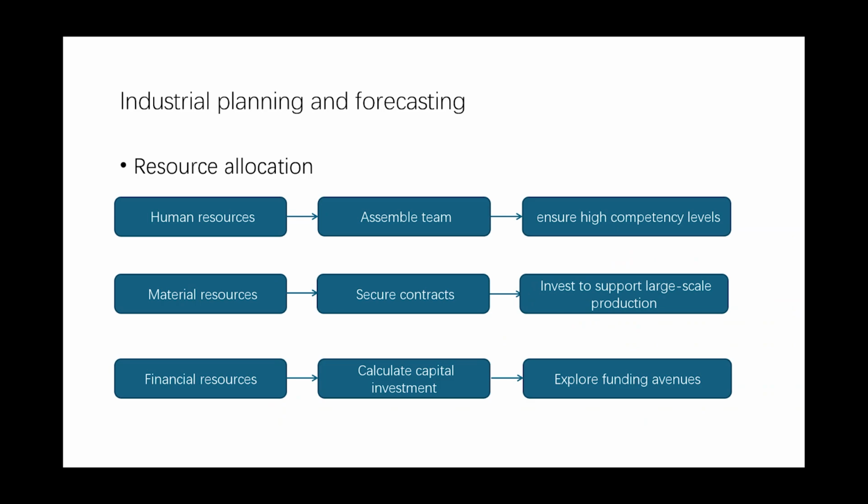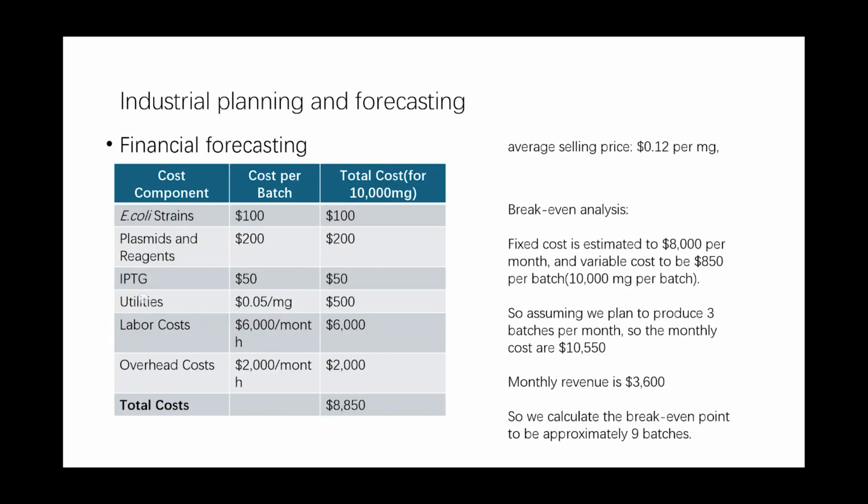Secondly, let's look at the resource allocation. There are three major resources: human, material, and financial. Each resource is allocated in different ways in order to reach different goals. Well, let's quickly pass through this and get to the third part, the most important part.